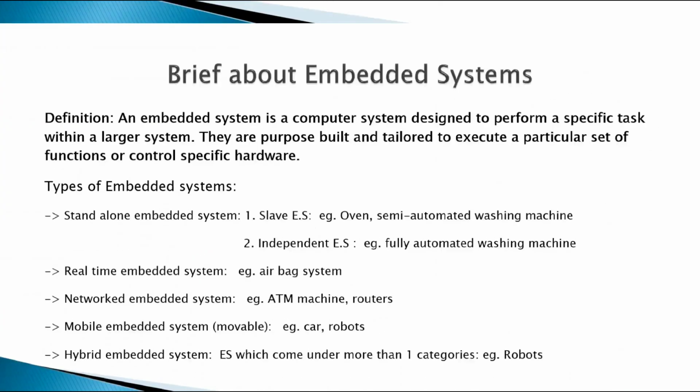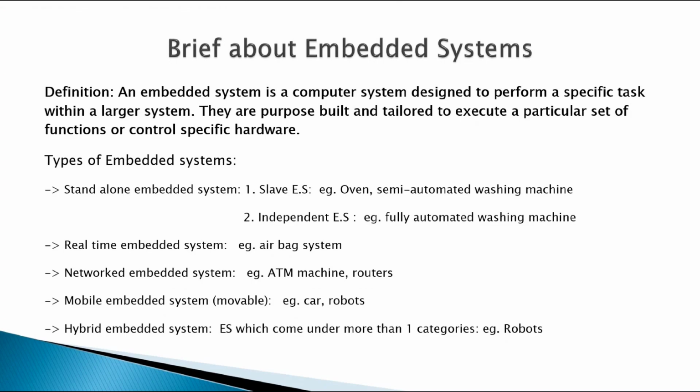Now, a brief about embedded systems. The definition of an embedded system. An embedded system is a computer system designed to perform a specific task within a larger system. They are purpose-built and tailored to execute a particular set of functions or control specific hardware. Now there are various types of embedded systems.